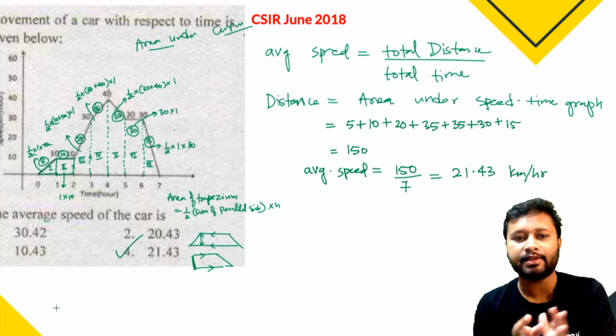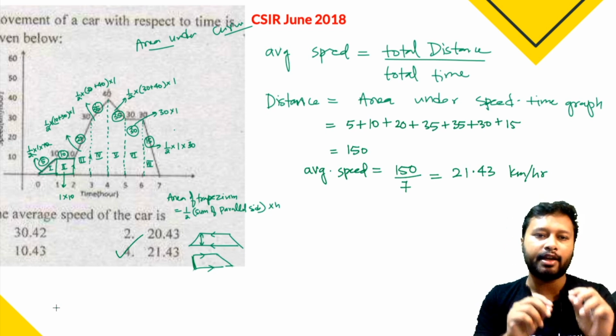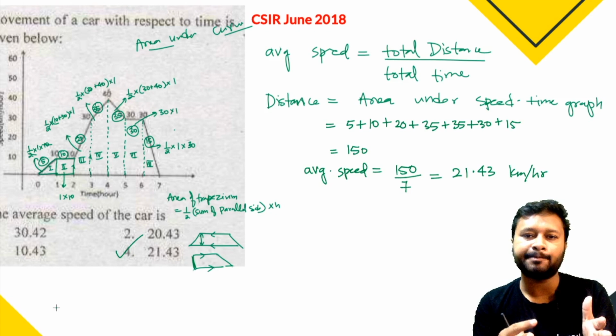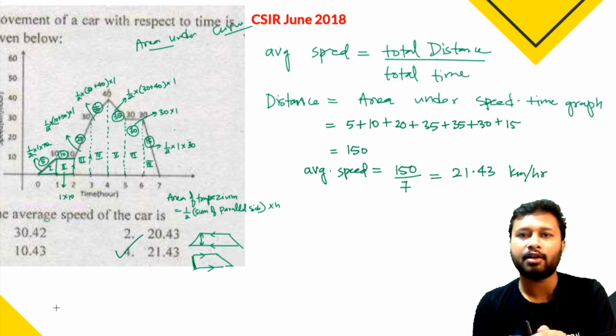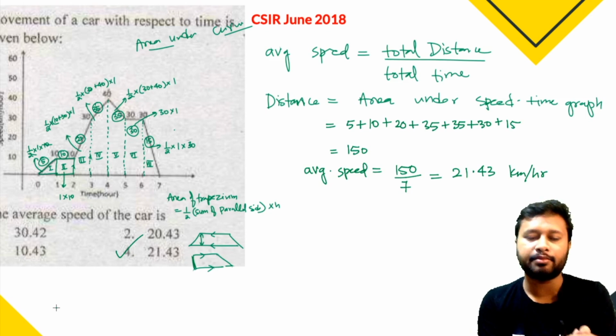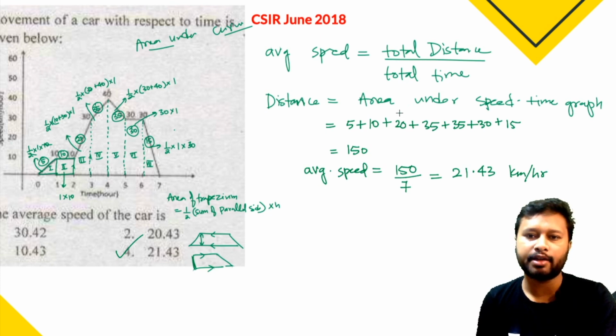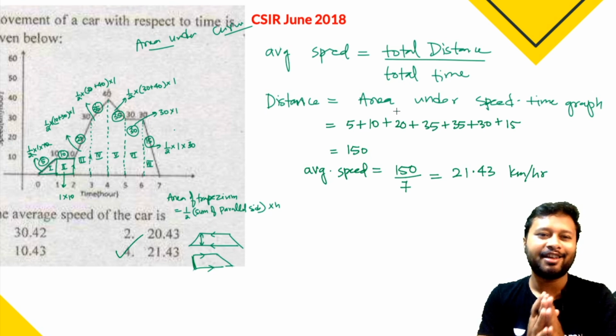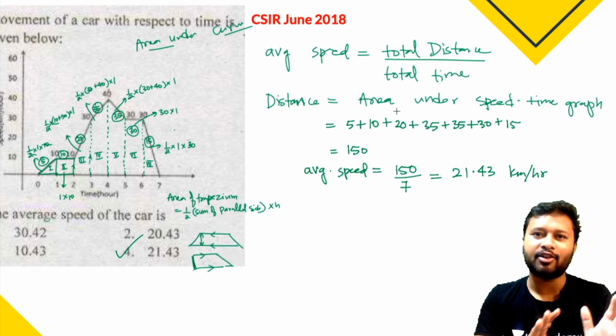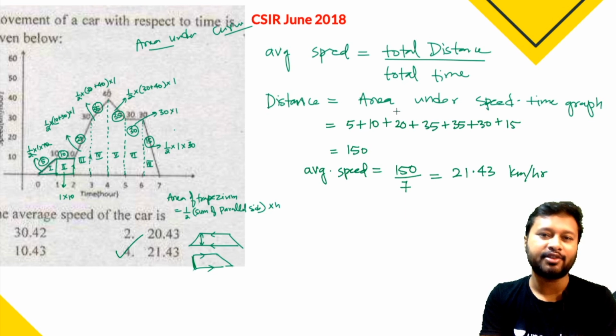So this was as easy as it looks. Anywhere you are given a graph and asked to find the average speed or something, always first calculate the total distance and then calculate the average speed. So this is how it will be done. This section was added later on while I recorded the earlier sections of this video.